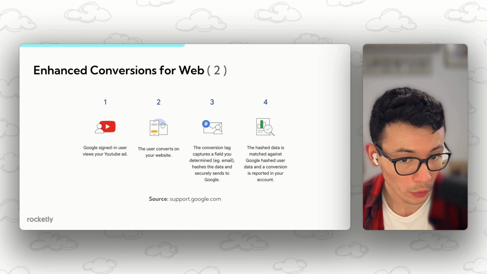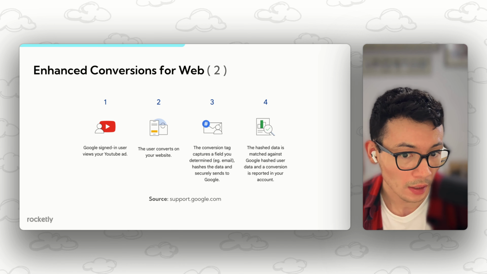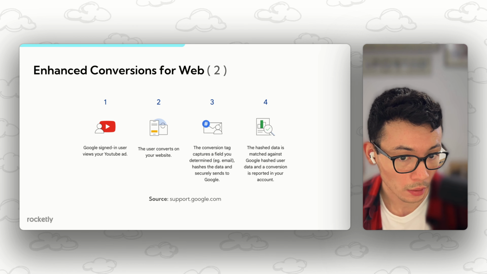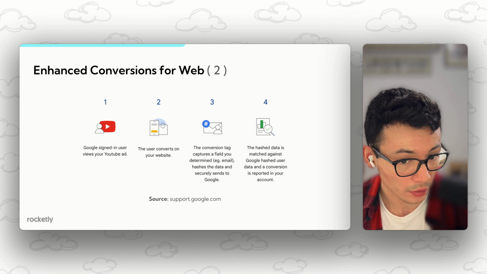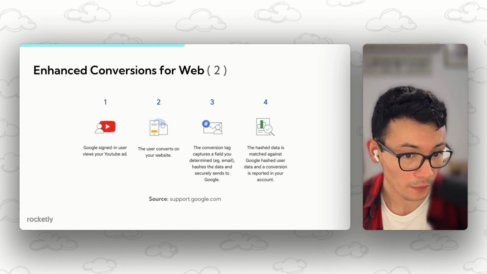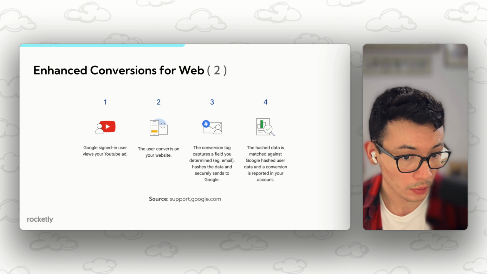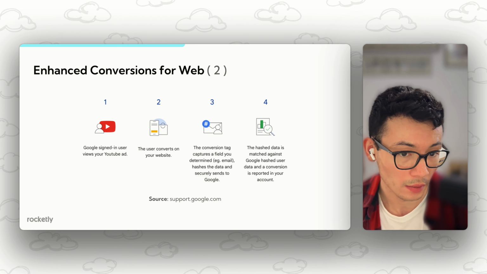Maybe your form is on that page, on the landing page, or maybe they get sent to a different page, but then eventually find your form on another page. They fill it out. The email address is captured, it's hashed, and then sent securely to Google. So that all happens when they send the form submission. And then that hash data is finally checked by Google, and the conversion is counted and reported in your account.